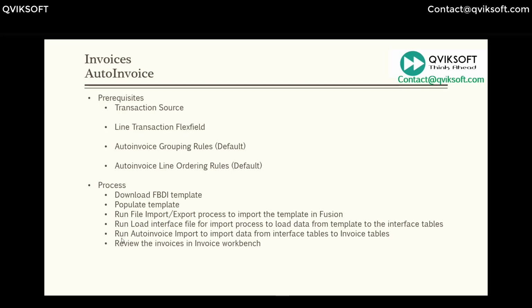After that, we need to run the Load Interface File for Import process, which will actually take the data from the file and load it into the interface tables. Once that is done, we run the AutoInvoice import process, which will finally import data from the interface tables to the actual invoice tables. If all goes well, you should have invoices generated, and then you can review the invoice in the invoice workbench.